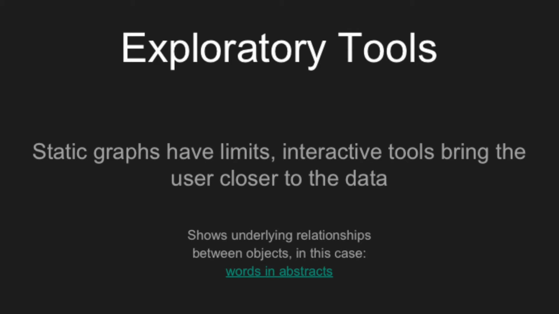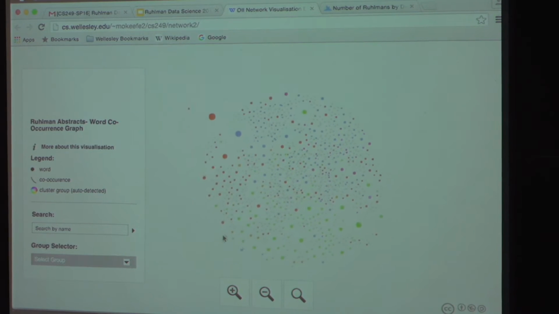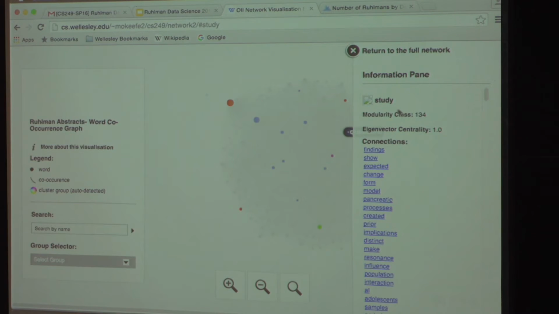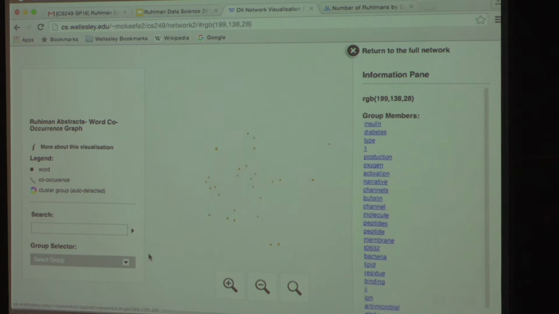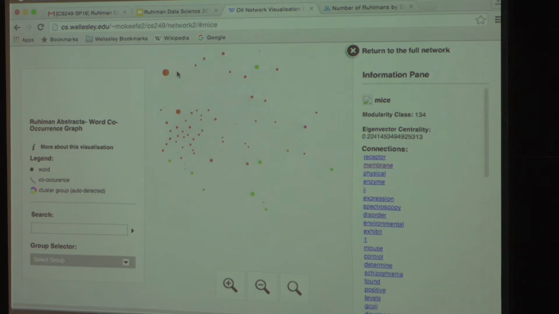Okay, so in addition to looking at these static graphs, which are really interesting to look at, sometimes it's really beneficial to explore the data. So we have this cluster here with words from the abstract and words that appear together. It would be really interesting to see the word study and the connections that the word study has, and how all of these different words group together, and you can select your group and see what's going on. So sometimes it's really good to be able to explore the data in a dynamic setting, rather than just looking at it statically.